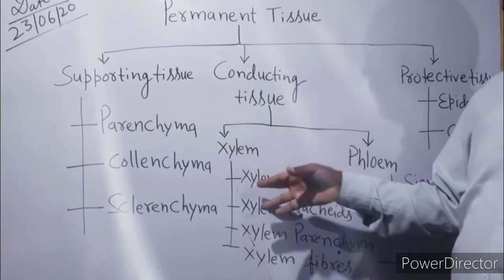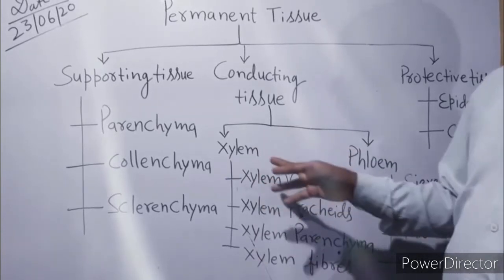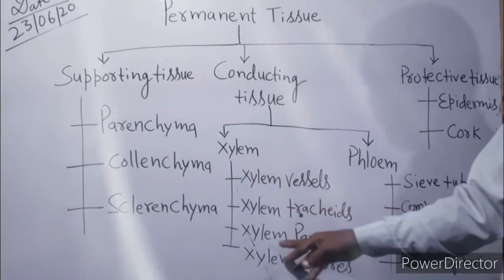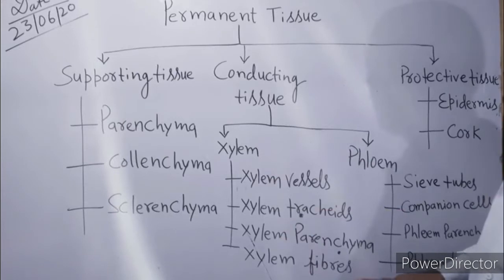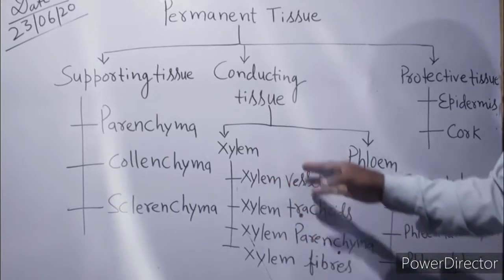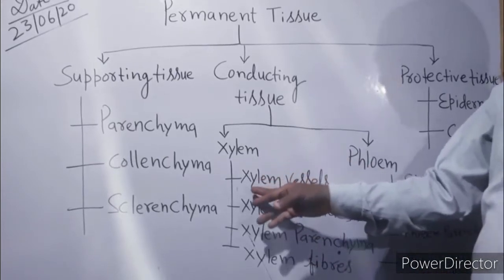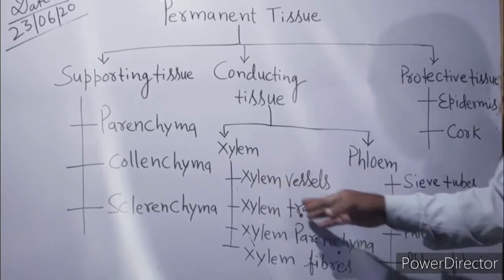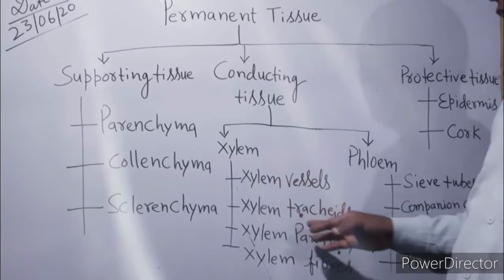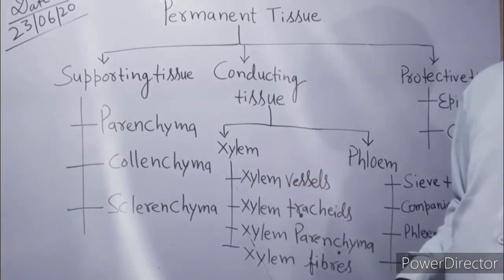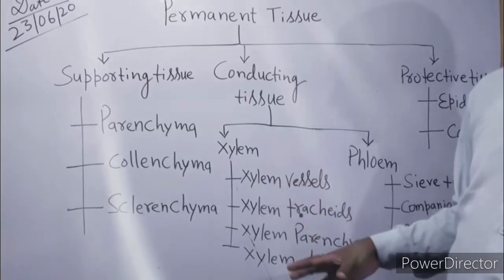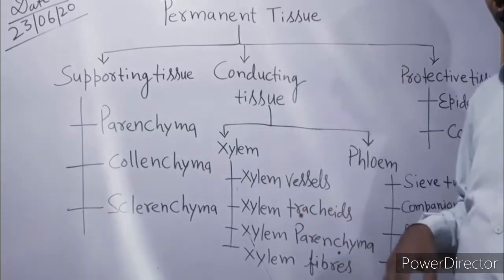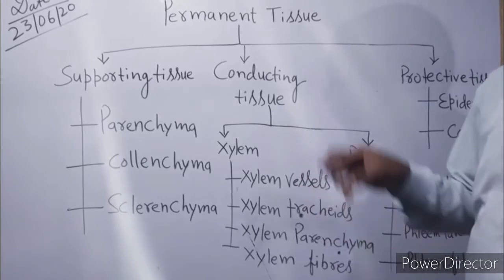Okay, that is xylem vessels. What do xylem vessels do in the xylem tissue? Xylem tracheids, xylem parenchyma, and xylem fibers. Yes, we will take them later on one by one, mainly the xylem vessels and tracheids. The work and function of the xylem vessels and tracheids is the conduction of water and minerals. Okay, it conducts the water and minerals to the leaves, or wherever they need to reach.